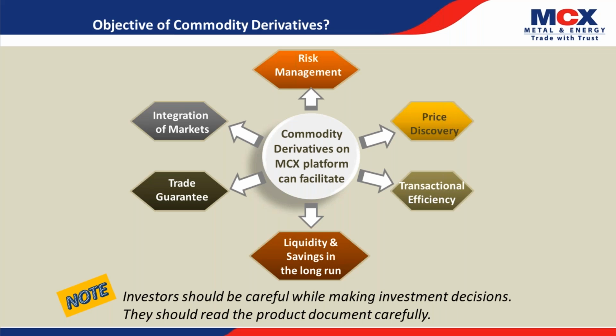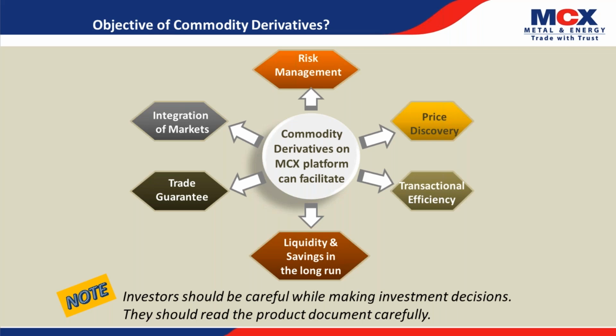So in case there is a default from the buyer side, then the exchange steps in and buys the goods. And if there's a default from the seller's side, then the exchange will ensure that it will find the right quality of commodity and give it to the buyer. So trades in this manner are guaranteed by the exchange. There's of course one more thing, the last one here, which is the integration of markets.